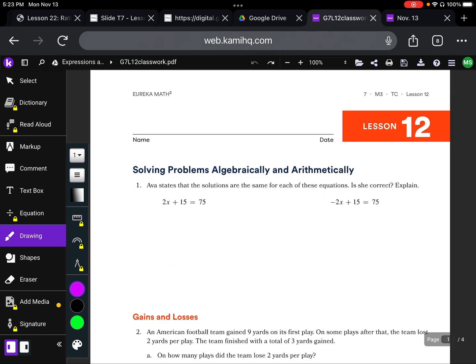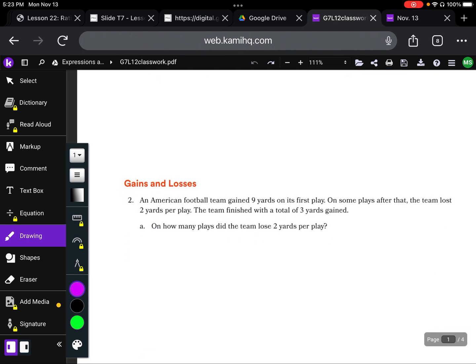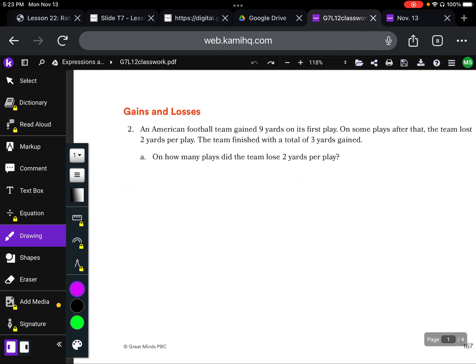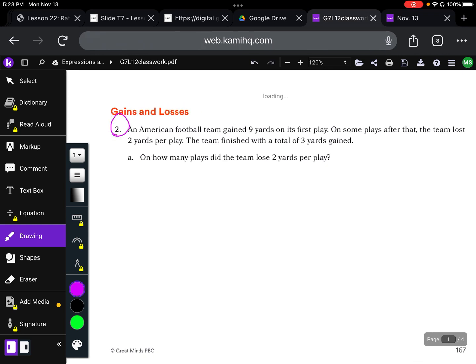All right, so on to the classwork. In the classwork, we focused first on problem number 2, and then also on problem number 3. Hopefully you had time to read this. An American football team gained 9 yards on its first play. On some plays after that, the team lost 2 yards per play. The team finished with a total of 3 yards gained. How many plays did the team lose 2 yards per play?